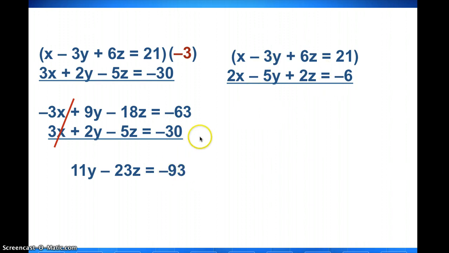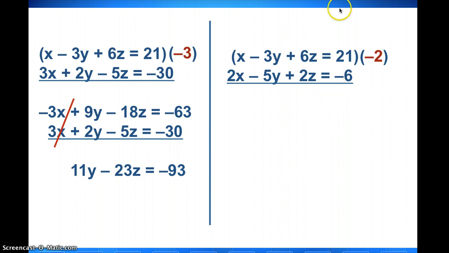Okay, now I'm done with this one. I eliminated one variable. I'll do the same to the second set, equations 1 and 3. I would like to eliminate x, so I would like to have the same coefficient. I'm going to multiply this by negative 2.